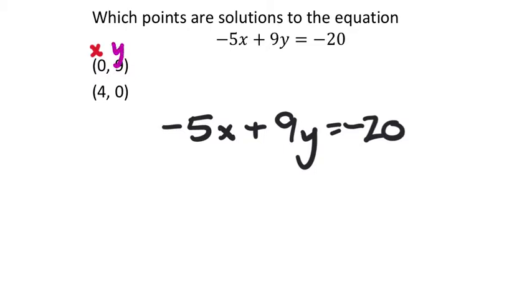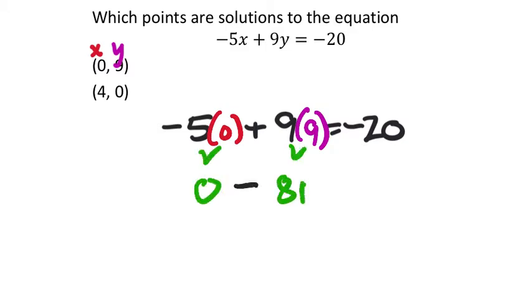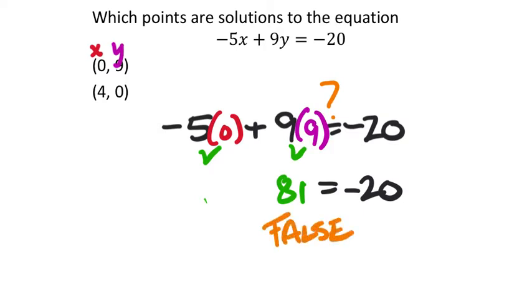All right, so I replace the x with 0 and the y with 9. Let's go ahead and do that. Some of you, I think, can do this in your head, and if you can, that's great. Negative 5 times 0 is 0. 9 times 9 is 81. So 0 plus 81 equals negative 20? I forgot my question mark, didn't I? No, that's not going to be true. That's false. Okay, so I'll go back to the ordered pairs they gave us. This one's not going to make the equation true.